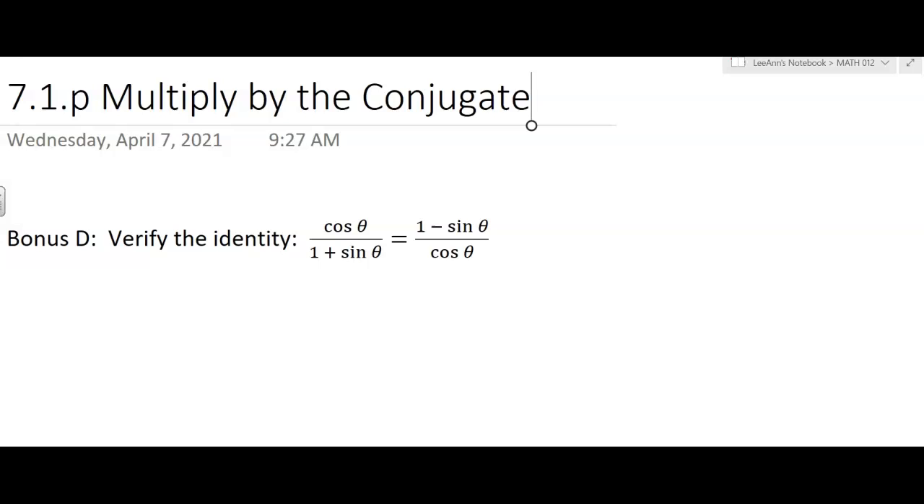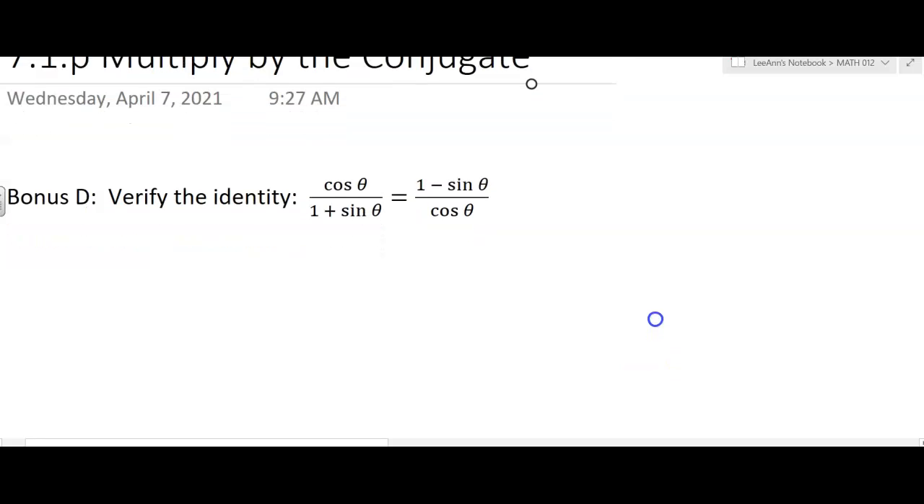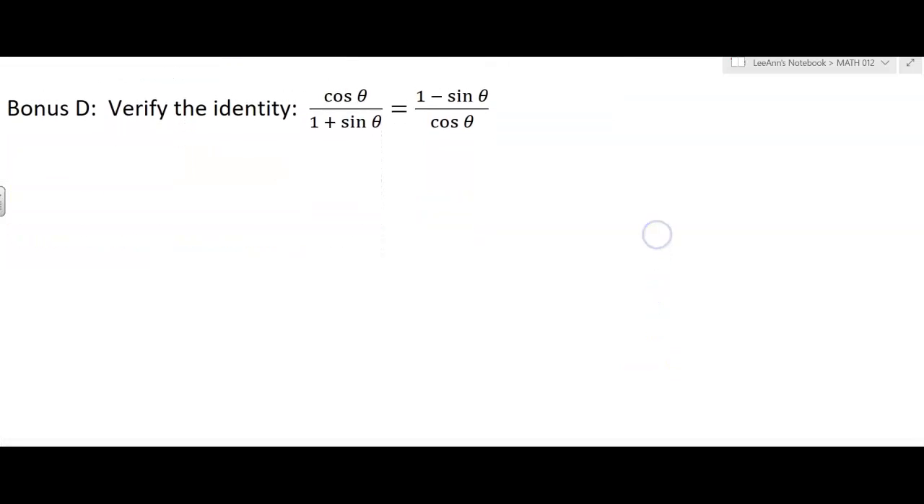Okay, so we have another identity to verify, and it uses a process that I don't know you would necessarily think of on your own. So we mentioned it, or I mentioned it, but I want to show it to you how it would work.